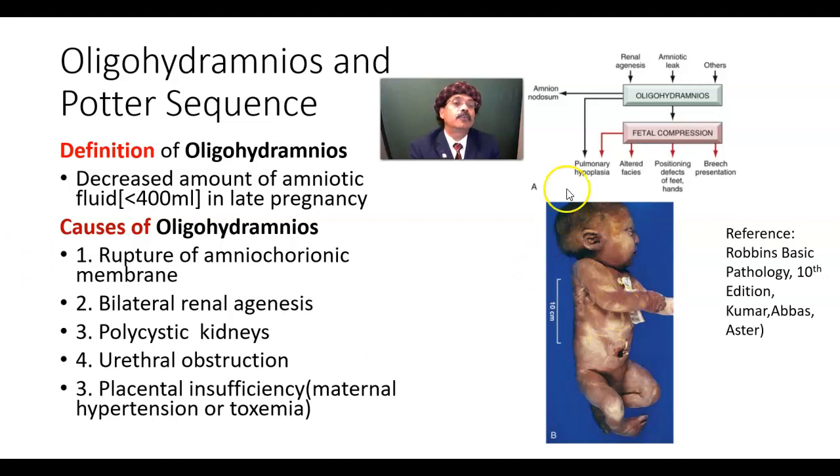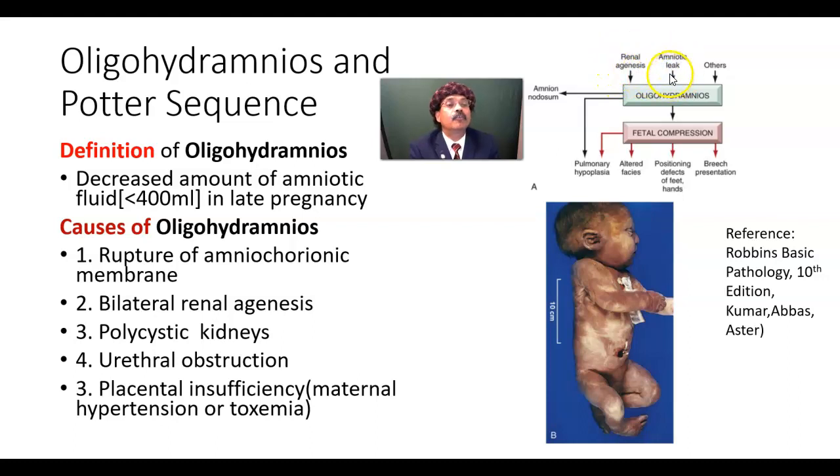So what will happen? In oligohydramnios, our amnion will be nodular in certain places. There will be band formation, amniotic bands. Bilateral renal agenesis will lead to oligohydramnios. If there is unilateral renal agenesis, there will be compensatory hypertrophy of the remaining kidney, so there will be no oligohydramnios. Oligohydramnios happens when there is bilateral renal agenesis.